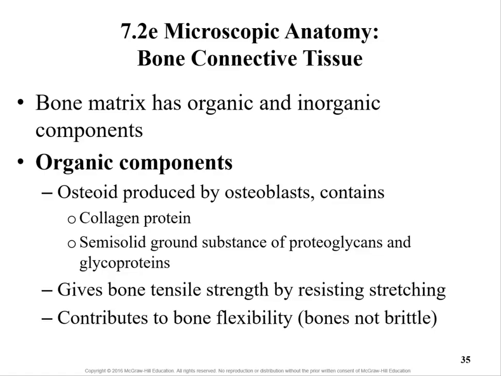So the matrix of bone has organic and inorganic components. The organic components are going to be osteoid. This is produced by osteoblasts, and it contains collagen and a semi-solid ground substance of proteoglycans and glycoproteins. Right, so organic components, this is going to be what? Molecules with carbon and hydrogen involved in it. So that's going to be collagen, proteoglycans, and glycoproteins. All of these are going to give bone tensile strength by resisting stretching, and that contributes to bone flexibility. So in other words, the bones are not brittle.